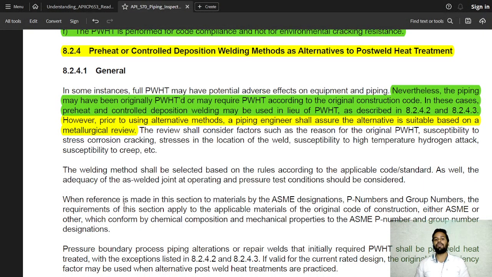In some instances, full post-weld heat treatment may have potential adverse effects on the piping equipment. Nevertheless, the piping may have been originally post-weld heat treated or may require post-weld heat treating according to the original construction code. In these cases, preheat and controlled deposition welding may be used in lieu of post-weld heat treatment as described in 8.4.2, 8.2.4.2 and 8.2.4.3. However, prior to using an alternative method, a piping engineer shall assure that the alternative is suitable based on the metallurgical review.